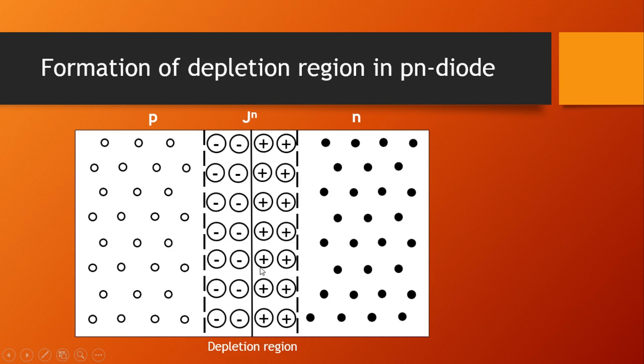This depletion region acts as a barrier now for the further diffusion of holes from p to n and electrons from n to p. So, the diffusion process stops after the formation of depletion region.